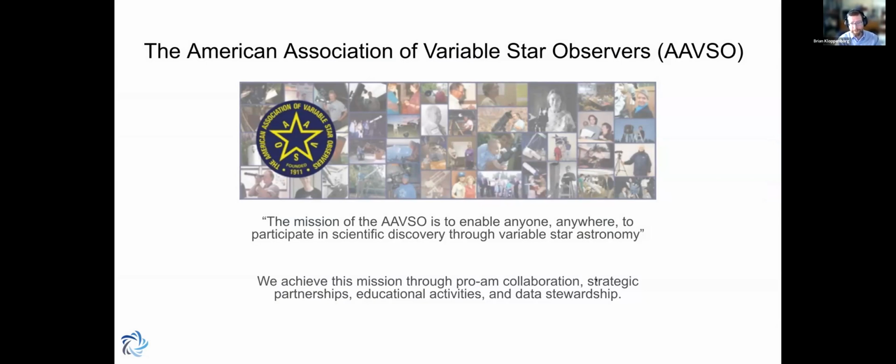You all are here today, so you probably have heard about the American Association of Variable Star Observers before, but just in case you haven't, I'd like to provide a little bit of context to who we are and what we do. The AAVSO is a 112-year-old nonprofit that focuses on the science of astronomy. Our mission is to enable anyone, anywhere to participate in scientific discovery through variable star astronomy.